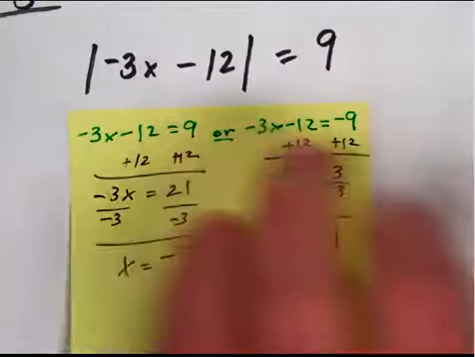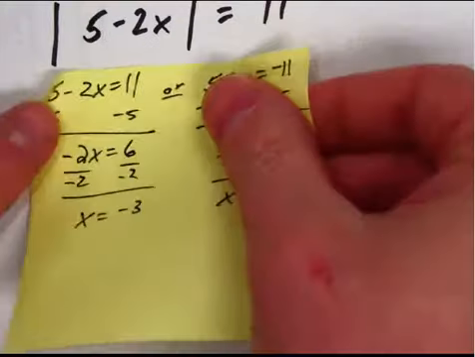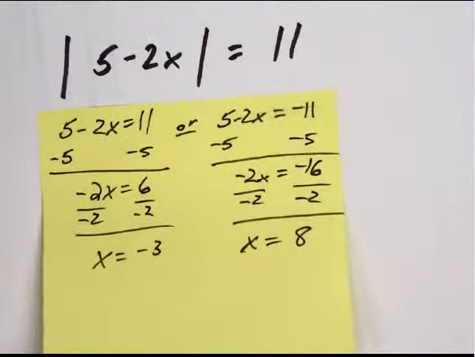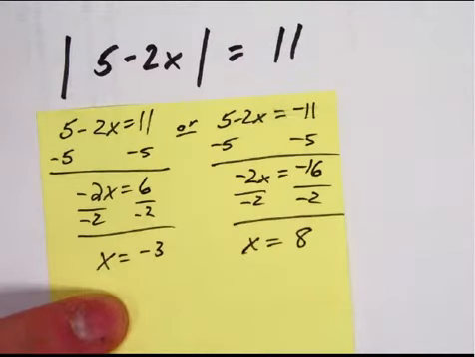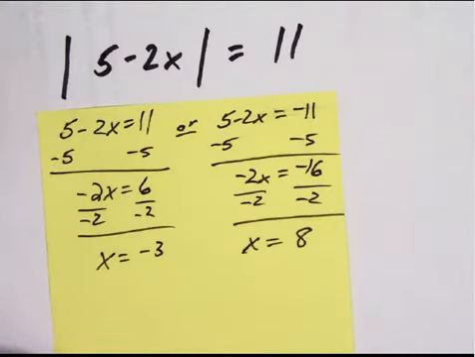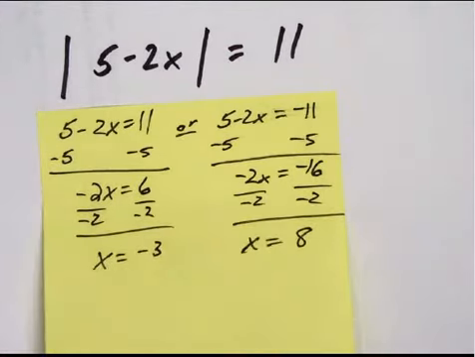The second example is right here, and here are the two solutions. When you split it up into 2, it equals 11 or negative 11. You subtract 5 on both sides, divide, and solve, and you get x equals negative 3 or x equals 8. I'm hoping that most of you got those correct and are feeling pretty good about solving absolute value equations.